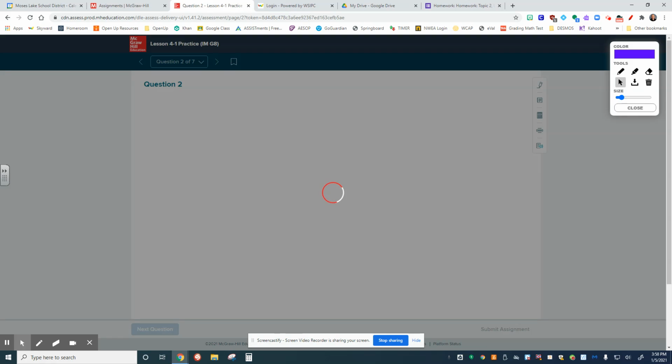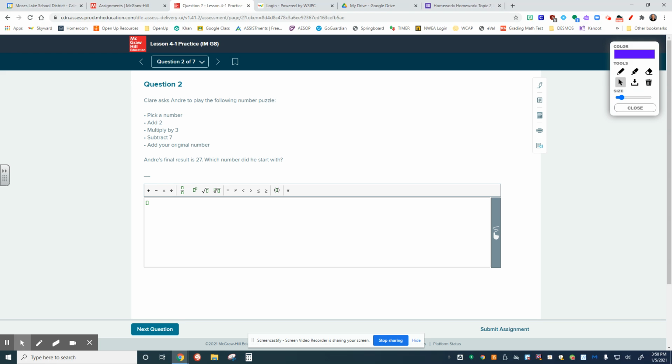Number 2, talking about Claire asked Andre to play the following number puzzle. And this is what she got. She said, pick a number, add 2, multiply by 3, subtract 7, add your original number. Andre's result is 27. Which number did he start with?